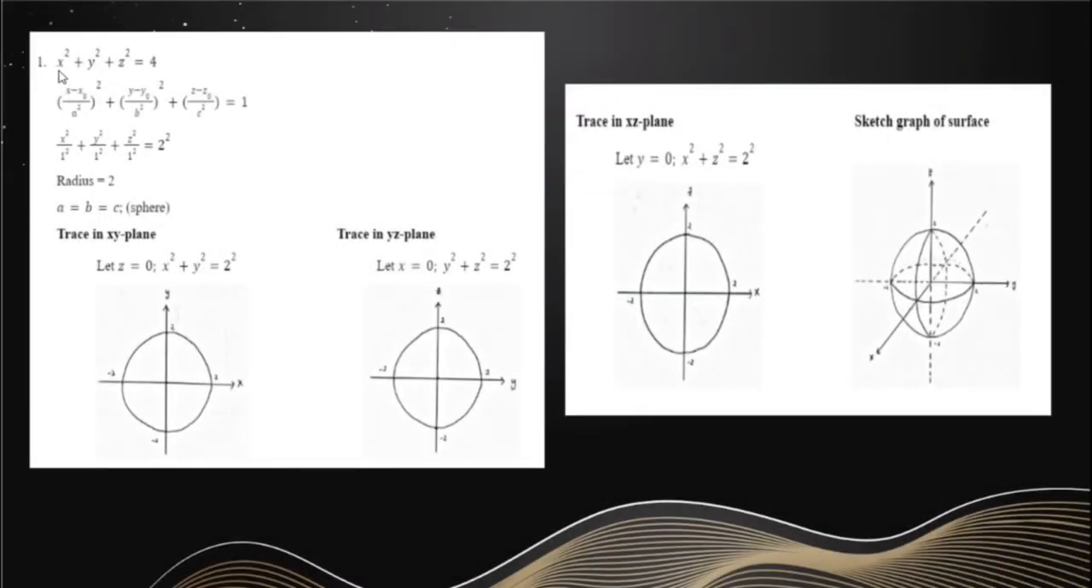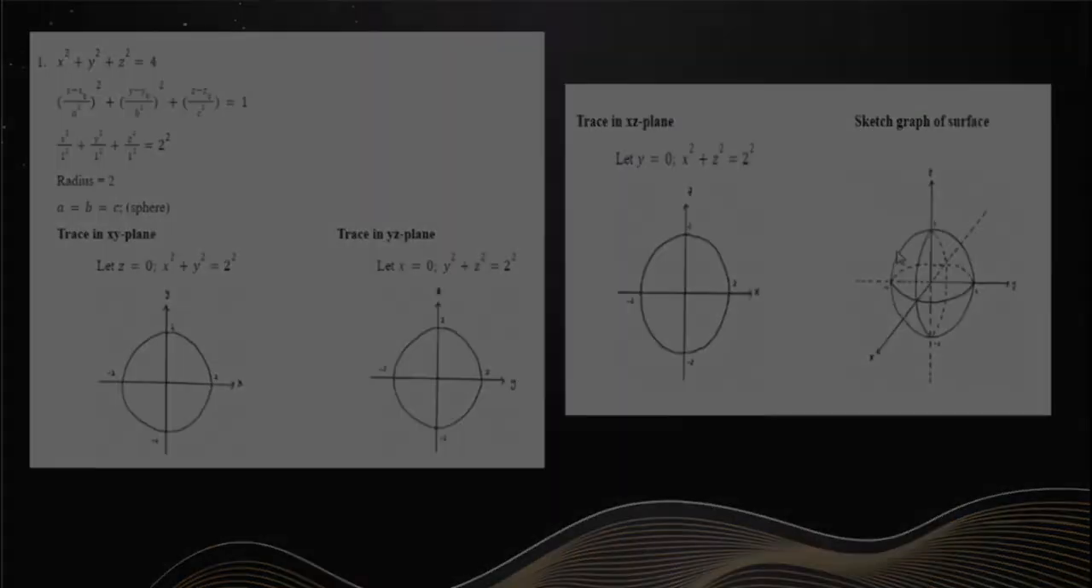Okay, for the first equation, which is x squared plus y squared plus z squared equals 4, when comparing to the equation of an ellipsoid, we know that the values of a, b, and c are equal. So when the values of a, b, c are the same, we know that it is a sphere with a radius of 2. In order to sketch the graph of the surface, we need to come up with all of the traces, which are the trace in the xy plane, the trace in the yz plane, and the trace in the xz plane. After combining all of the traces, we can sketch the graph of the sphere. So this is the graph of the sphere.